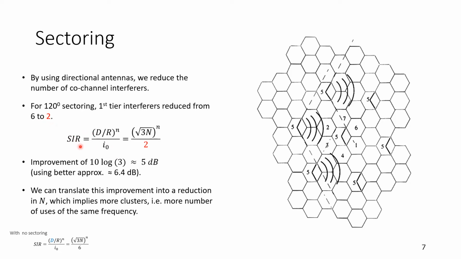Now, if you do the signal to interference ratio, remember the simple equation we had before? Then instead of dividing by 6, we are now dividing by 2. The improvement in terms of power is 3 times, or in log scale, 10 log base 10 of 3, that would give you 5 dB. If you use the better approximation that we had before, you will find that the improvement would be 6.4 dB instead, which is a good amount of improvement.